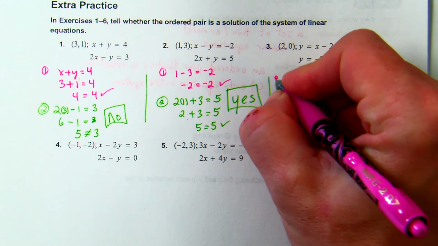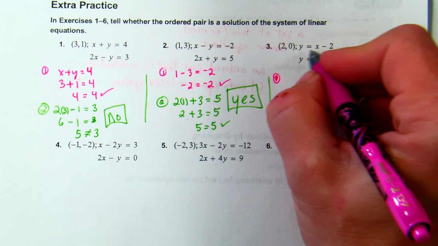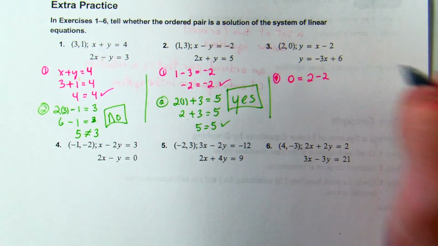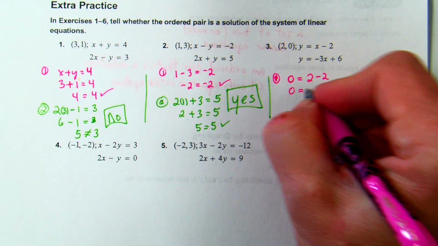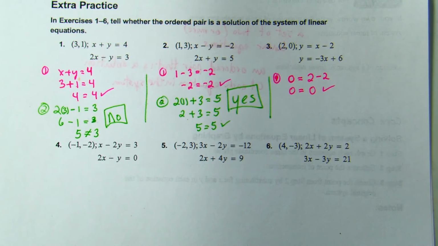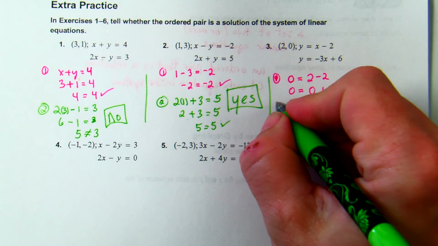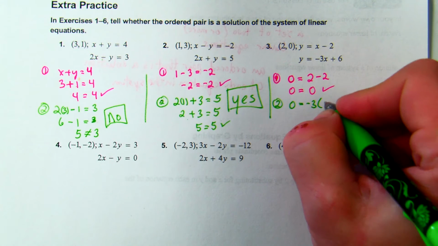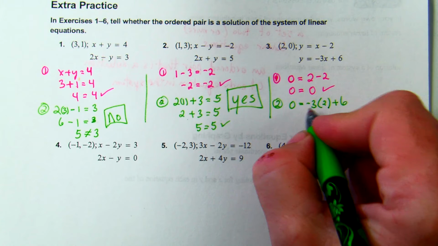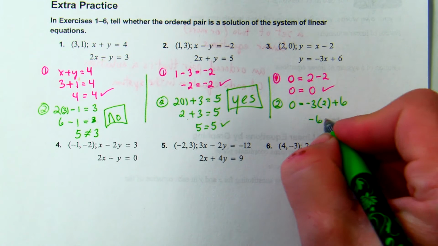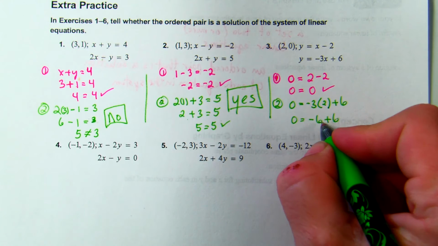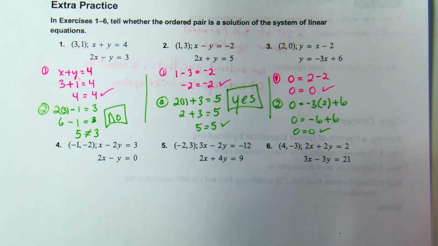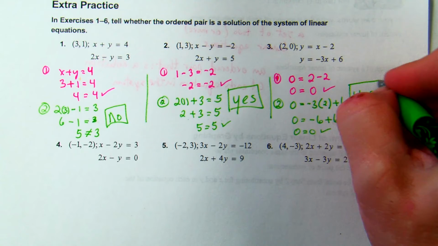On the first one, and they did this a little bit different, 0 is supposed to be equal to 2 minus 2. And we all know that anything minus itself is just 0, so that one checks out. And then for the next one, 0 is supposed to equal negative 3 times 2 plus 6. Well, negative 3 times 2 is a negative 6 plus 6. And again, anything minus itself is just going to equal 0. So 0 does equal 0. That also checks out. And this is a yes as well.